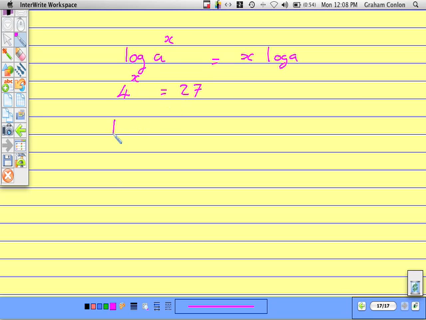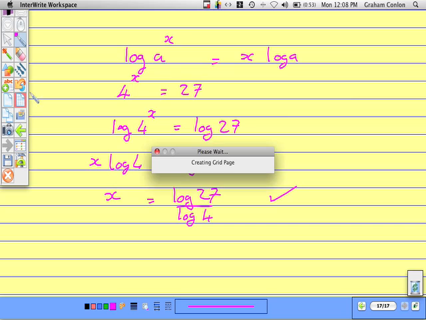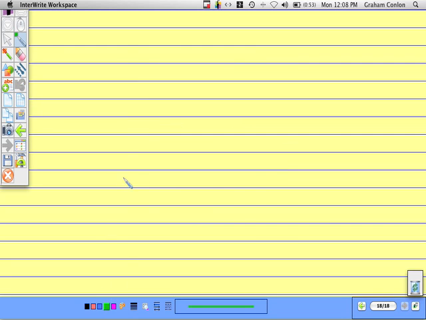Now, what we can do is take logs. So we can say that the log of 4 to the power of x is the same as the log of 27. Now we can say that x log 4, using that law above, equals the log of 27. Remember that on your calculator, log 27 and log 4 are both just numbers, so that gives you x equals the log of 27 divided by the log of 4, and you put that on your calculator, and there you go.